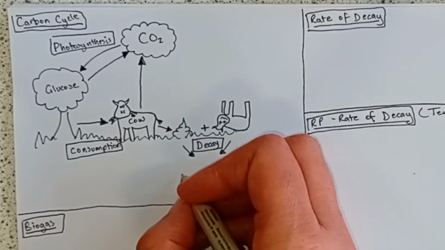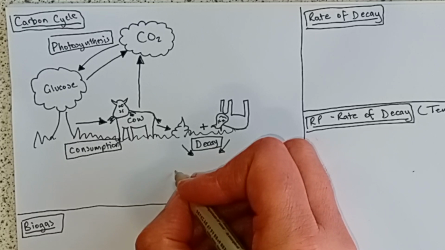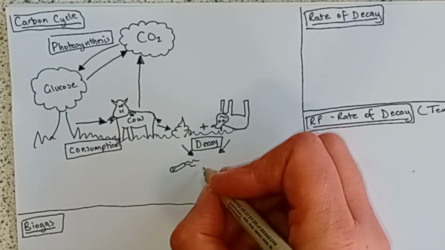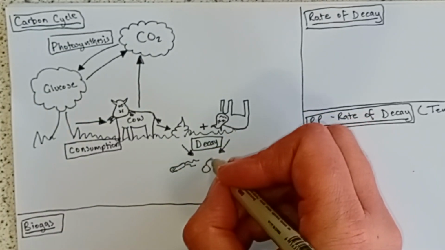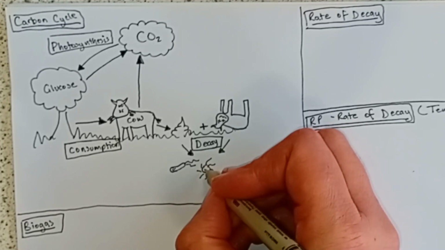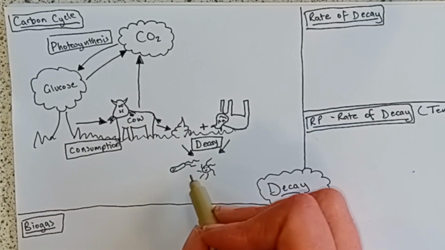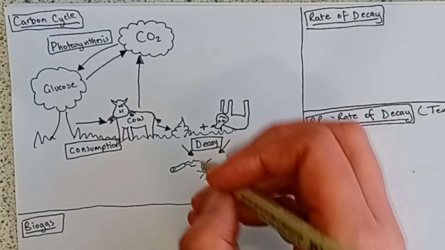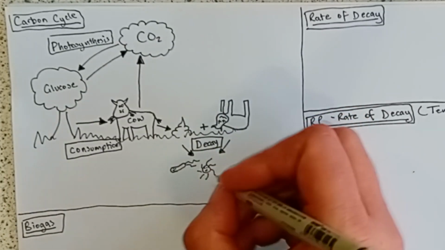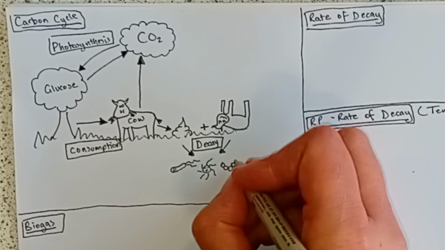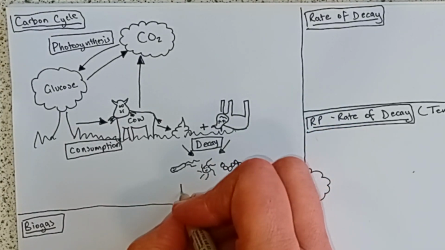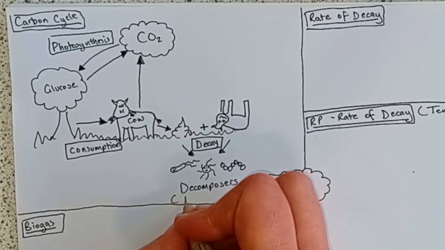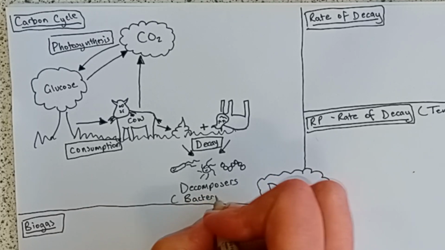Decay then happens because of decomposers, types of bacteria and fungi that live in the soil, breaking down the protein and the carbohydrate and the fat that are in that dead stuff and releasing it either as minerals back into the soil or respiring themselves and putting it back into the air as carbon dioxide. So these are our fungi and bacteria, our decomposers, which are bacteria and fungi.